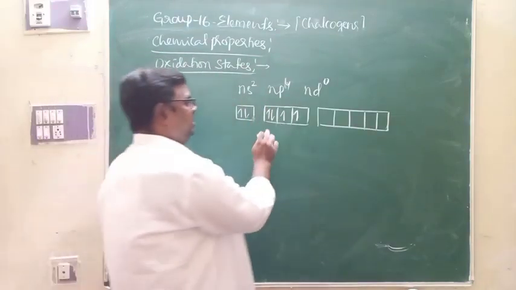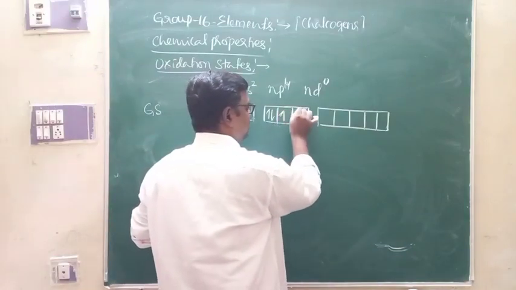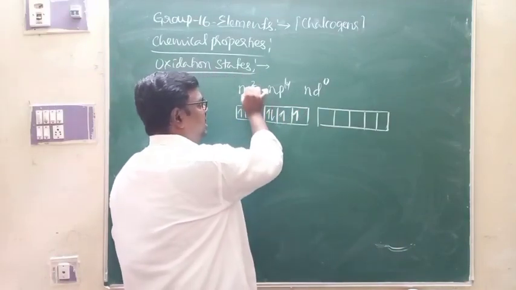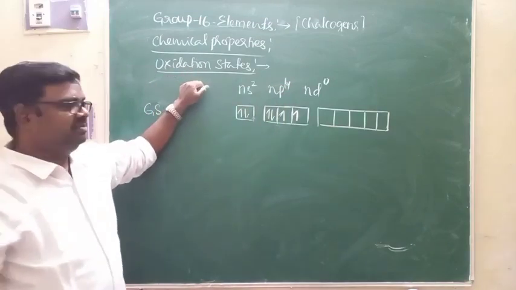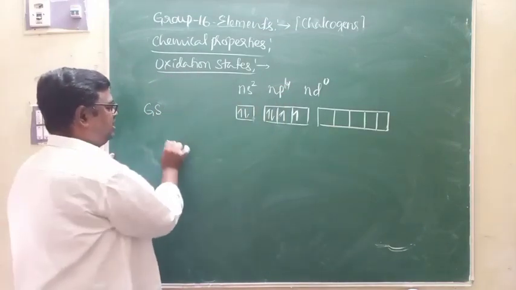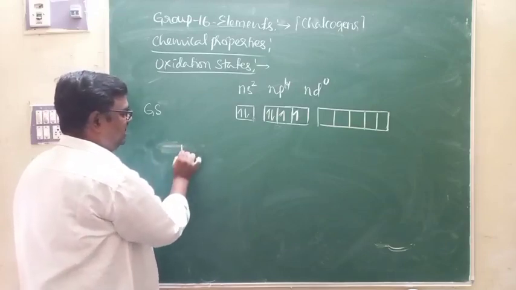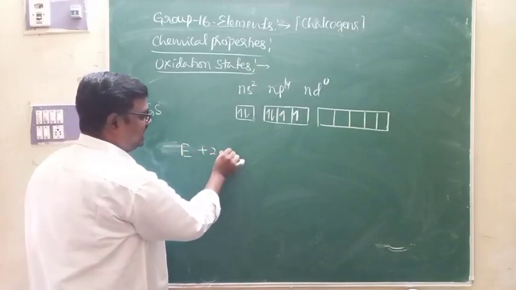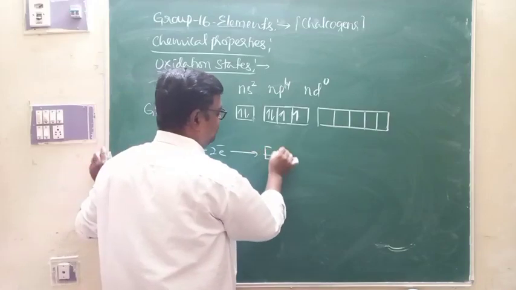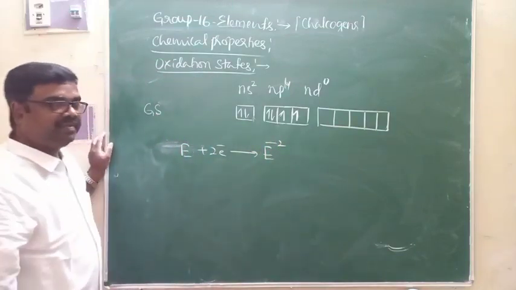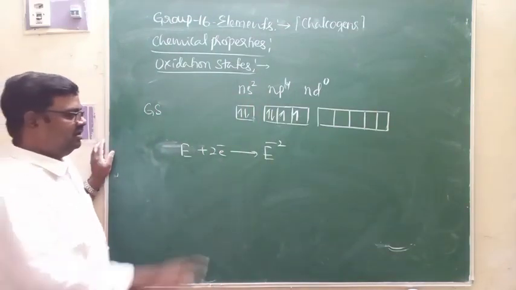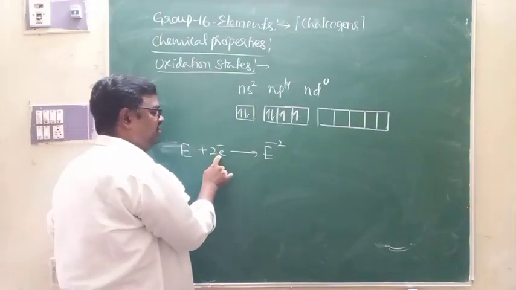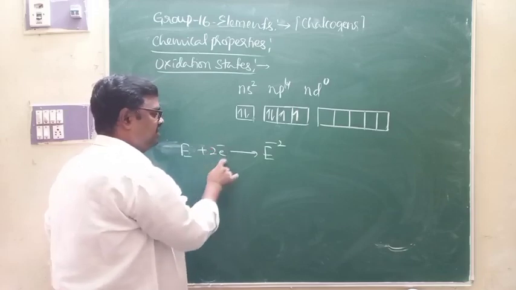Look at that. In this case, you can find 2 unpaired electrons, and ns2 np4 means 6 electrons in the valence shell. Because of that, these group 16 elements can accept 2 electrons from other species to become E minus 2. Due to the presence of 6 electrons in the valence shell, these group 16 elements can accept 2 electrons.